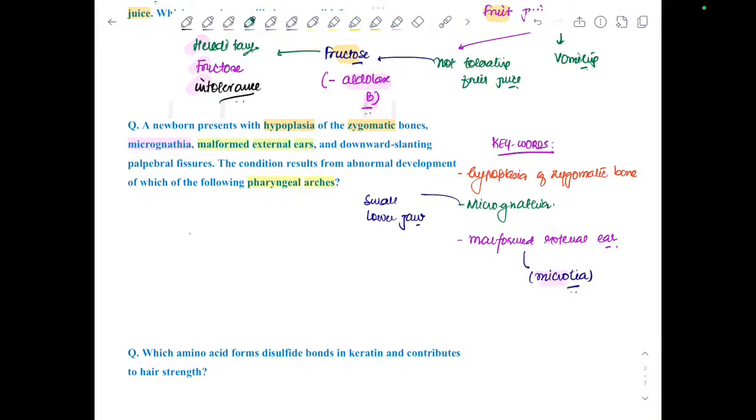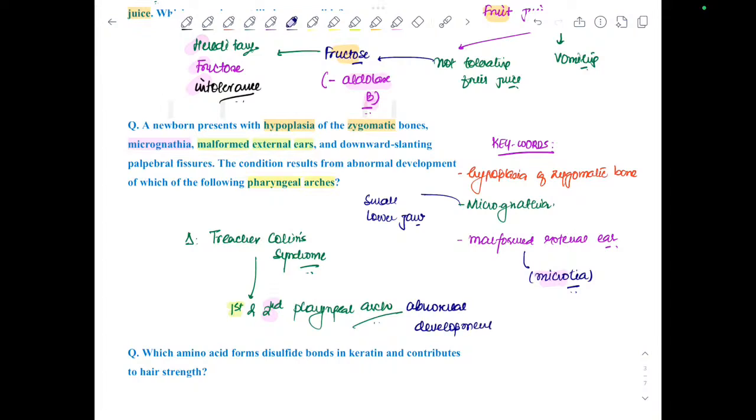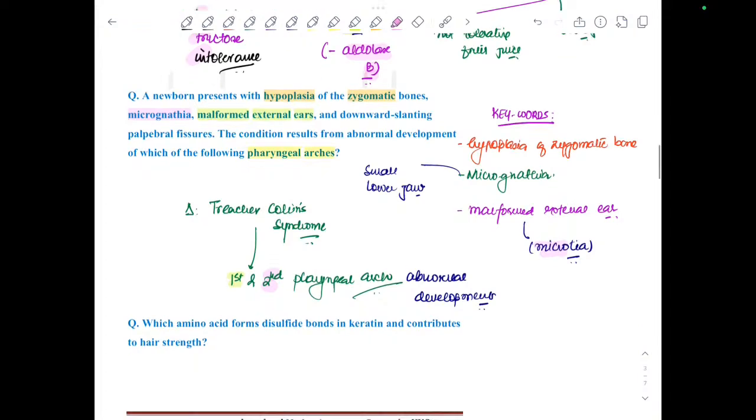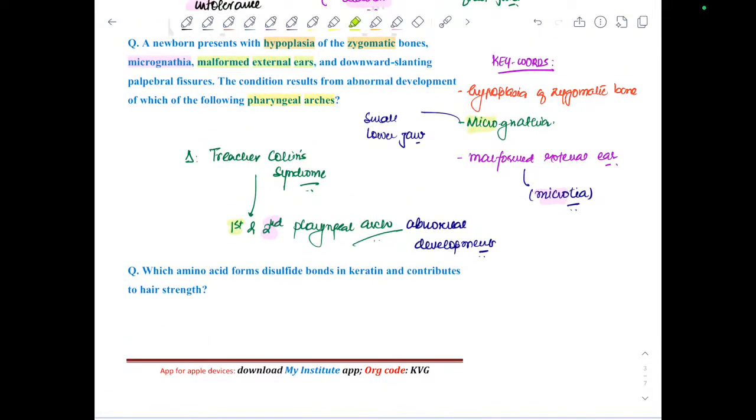So all this condition is actually Treacher-Collins syndrome. Right? This is the classical description of this particular entity, and this is because of a defect in the first and second pharyngeal arch derivatives. So this is abnormal development of both first as well as second pharyngeal arch derivatives. Clear? So Treacher-Collins syndrome, first and second pharyngeal arch abnormal development, and very easy: small jaw, small ear, that is micrognathia or microtia. So also you can find the word micro here. Chalo, next question.